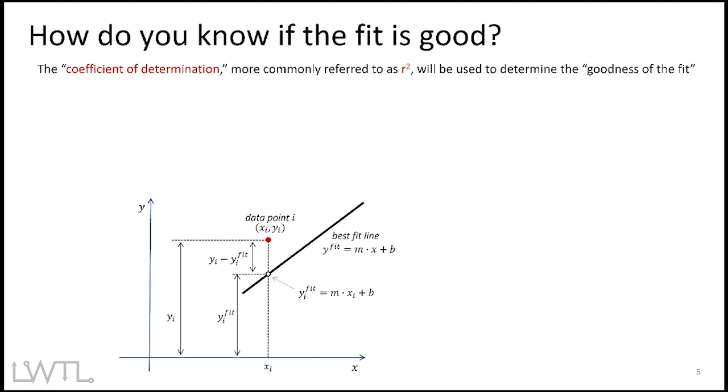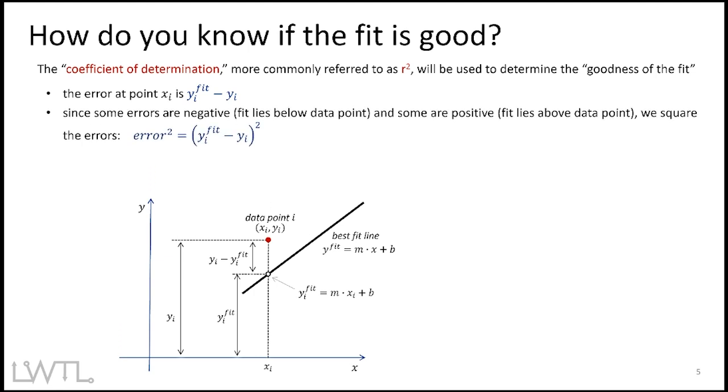So if we look at that error for every single data point in your raw data set along the line of best fit, what we do is we take the difference between the y fit, which is the point on your line of best fit, and your individual y value, and we take the difference of that and square it. The reason why we square it is so that we don't have to worry about the raw data point being above or below the line.